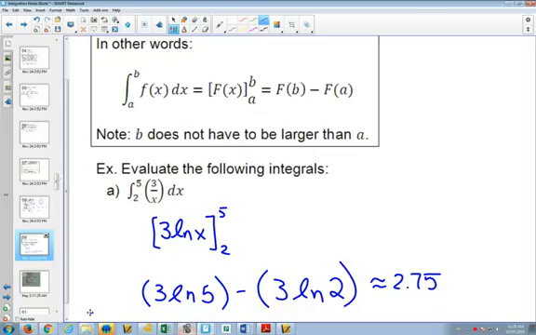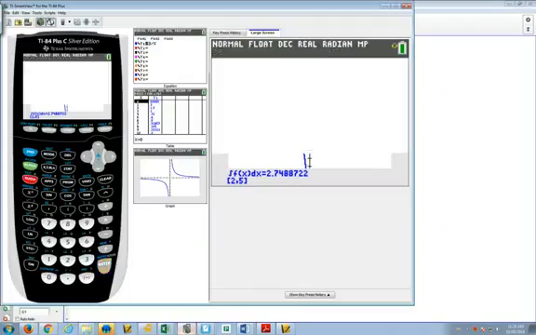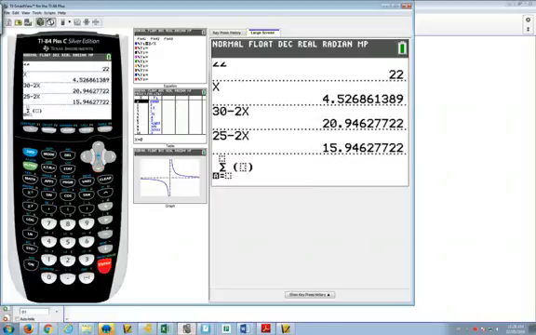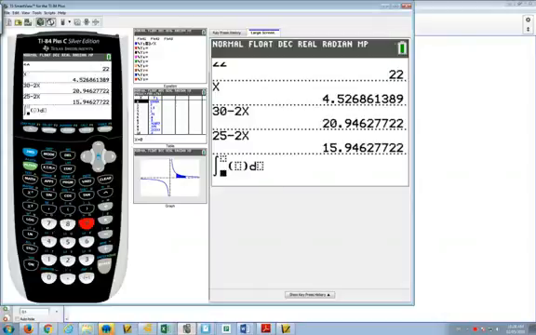The other one that was listed here, okay, so we just did the first one with our calculator. The other one is finding fnInt, so if we go to our calculator, we can hit the math button, number 9. Clear. Math, number 9. So here it gives you the integral sign. You want to find it from 2 to 5. Your function was 3 divided by x.